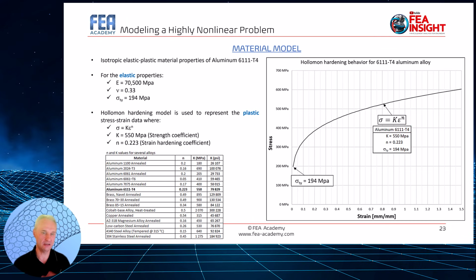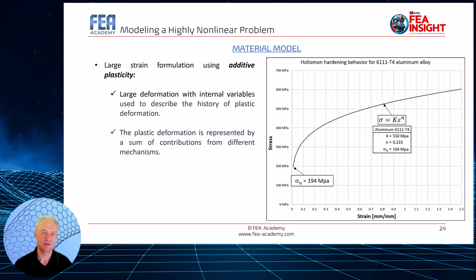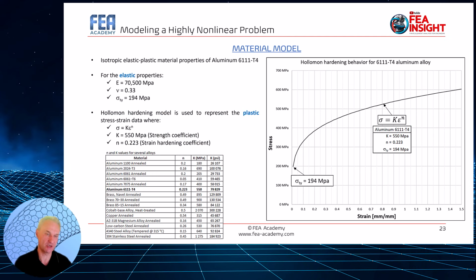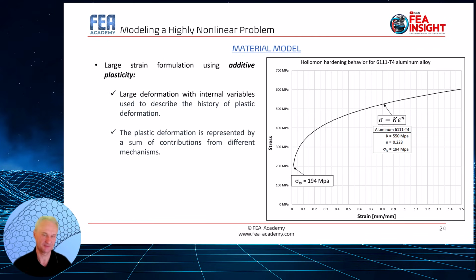For aluminum 6111-T4, the strength coefficient K is 550 MPa and the strain hardening coefficient N is 0.223. Here you have different values for different materials, okay? If you want to use this Holloman hardening model. This is from the literature. Those parameters are empirical. They are based on tests.